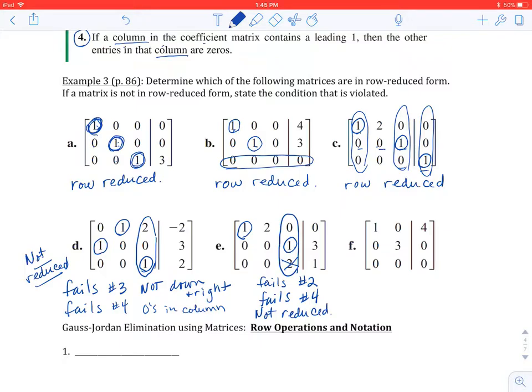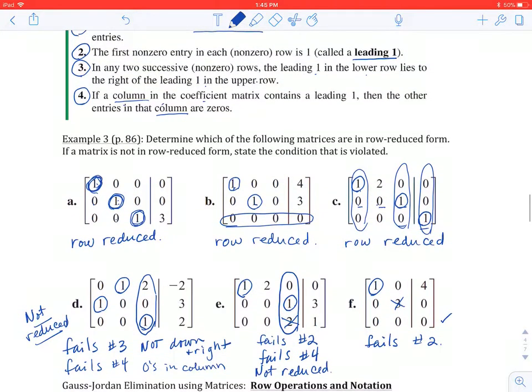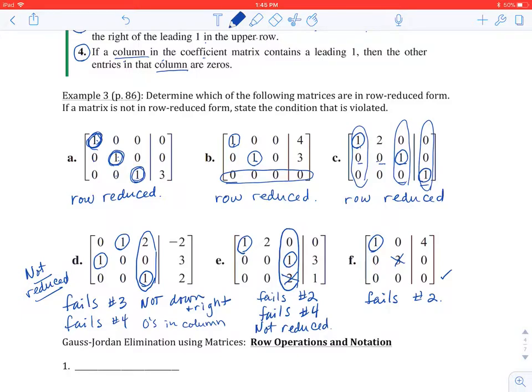Finally, let's take a look at number 3. This row starts with the 1, this row starts with the 0, and then a 3. The row of all zeros, that's fine. All right, so this one fails number 2. Number 2 said the first non-zero entry in each non-zero row is 1, the leading one. That 3 should be a 1, and then it would be reduced. So it's not reduced.